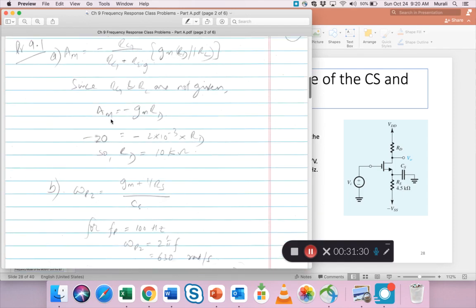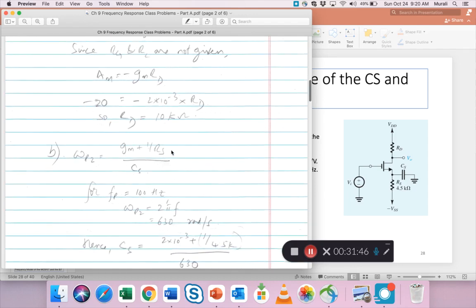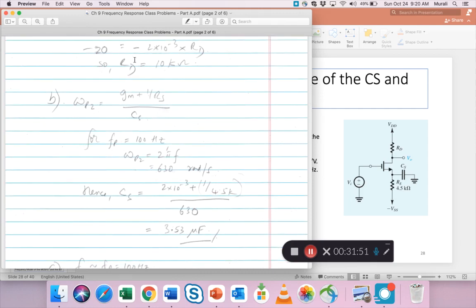So here's the simplified formula for mid-band gain. Now we know that we have been asked to reach a goal of minus 20. From there we have to find RD, so RD comes out to be 10K. Simple, right? Part B is worrying about the capacitance value, right? And the goal is Fp equals 100 Hertz.